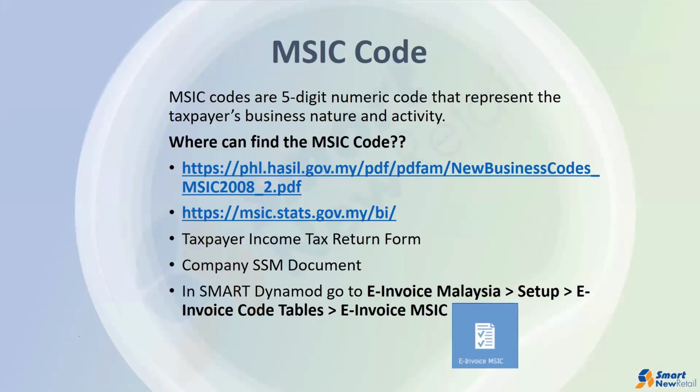So what is the MSIC code? Basically, it's a 5-digit numeric code that represents the taxpayer's business nature and activity. So where can you find the MSIC code? We'll have two links for you, first and second one. You can get it from your taxpayer income tax return form, or from your company SSM document. The other one is from our system. You can also check the MSIC code there. You can get it from E-Invoice Malaysia, setup, E-Invoice code tables, and then E-Invoice MSIC.